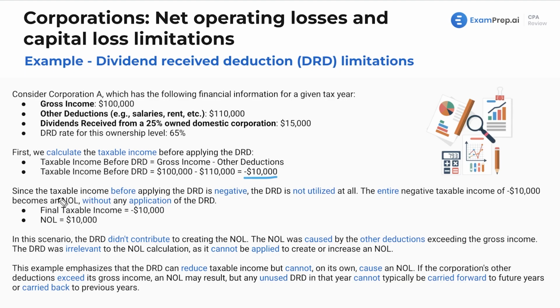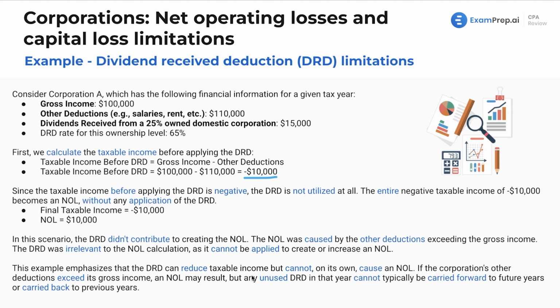So, that's not good. So since the taxable income before applying the DRD is negative, we're not going to use the DRD. The entire negative taxable income of negative $10,000 becomes an NOL without any application of the DRD, and we deal with the carryback and carry forward for the NOL. Now, in this scenario, the DRD did not help at all because we couldn't use it. This example emphasizes that the DRD can reduce taxable income, but cannot on its own actually cause an NOL.